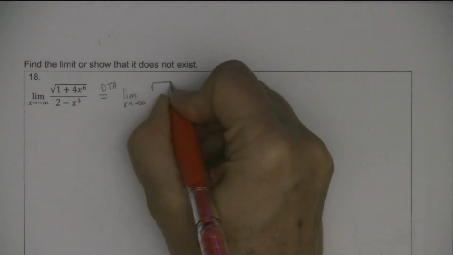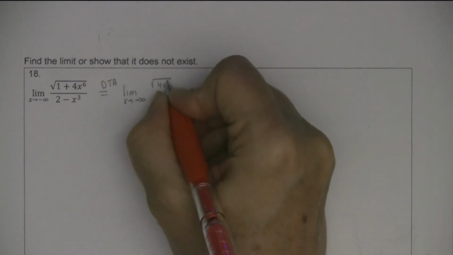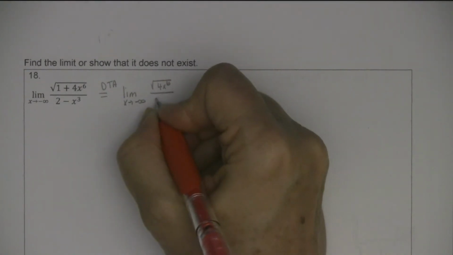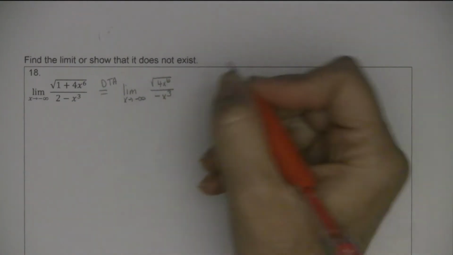Is the square root of 4x to the 6th, and in the denominator is negative x to the third. And then this is where I have to be careful.